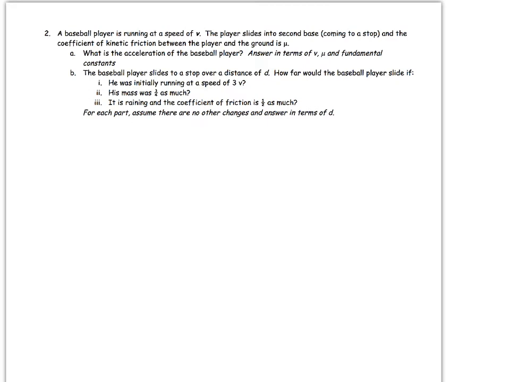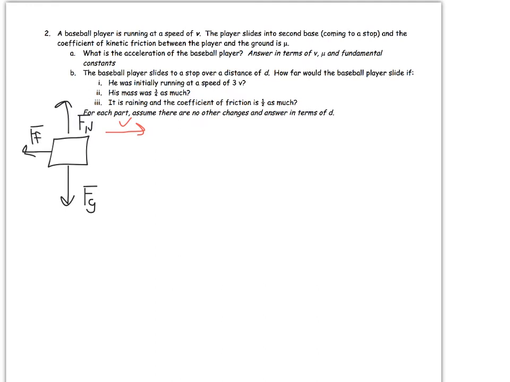So, as always, I'm going to start with my free body diagram for the baseball player while he's sliding. So we have the force of gravity going down, we have the normal force going up from the ground, and I'm going to say that he's traveling to the right, so that's going to be the direction of my velocity. So that means that my force of friction is going to be going back to the left.